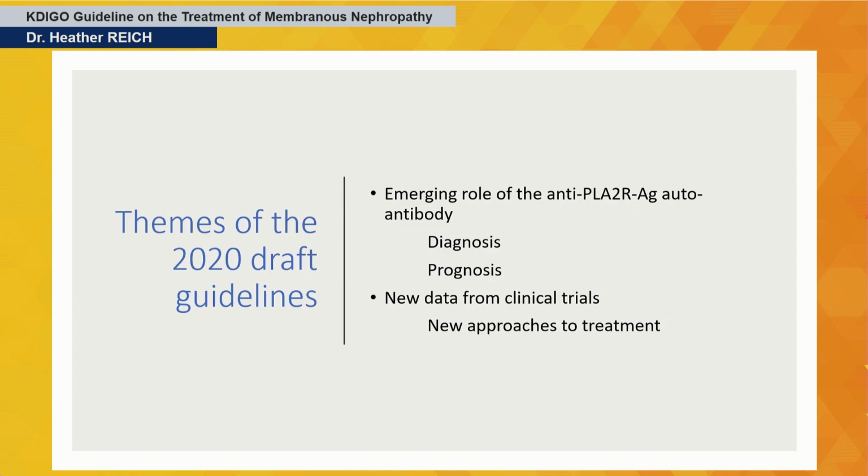There are several themes that arise in the new 2020 guidelines that I would like to address today. First is the emerging role of the anti-PLA2R antibody in diagnosis of membranous nephropathy, as well as prognosis and therapeutic decisions. And second, since the last draft in 2012, we have new data from clinical trials that outline novel approaches to treatment.